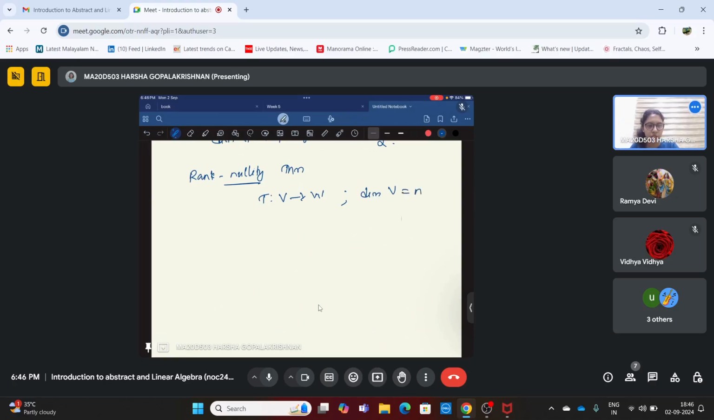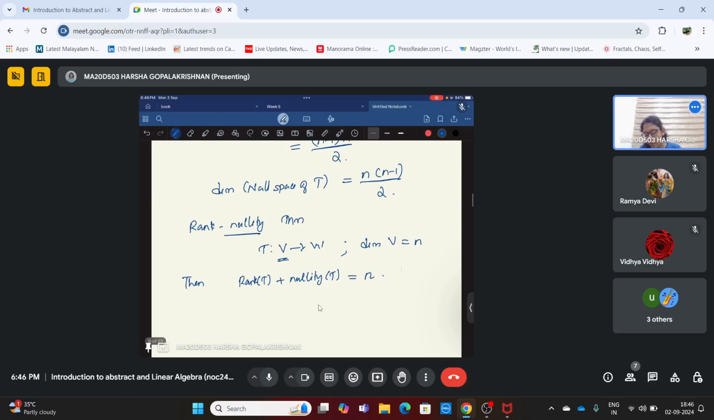That means the dimension of this space, not W. Don't go to the image space. The domain: the dimension of V is n. Then rank of T plus nullity of T is equal to n, the dimension of this space V. Now, what we got is the dimension of the null space for T. What we want is the dimension of the range, that means the rank. We need to find the rank of T here.